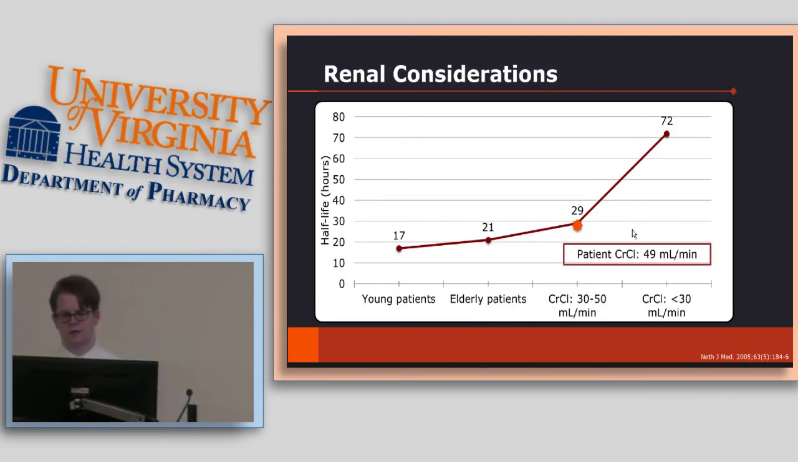So with fondaparinux, due to its high reliance on renal clearance, we can see that with poor renal function, there's increasing half-lives. The patient in this case had a creatinine clearance of 49 milliliters per minute, leading to a half-life of 29 hours. Based off of 2 half-lives, we can see that with this patient, the expected duration of activity is going to be about 58 hours at minimum. And so with this extended duration of activity, there's a greater need to correct the anticoagulation and antifibrinolytic activity.